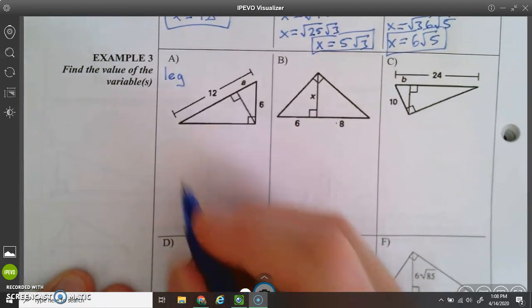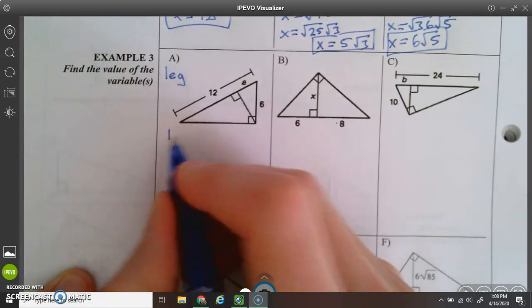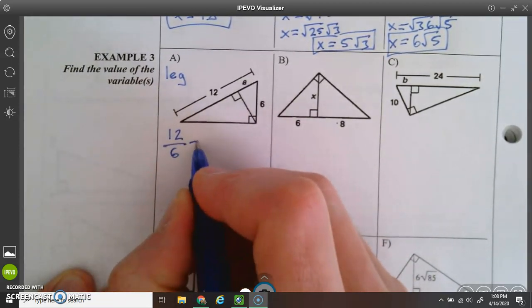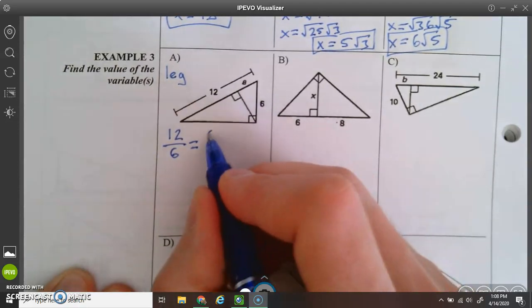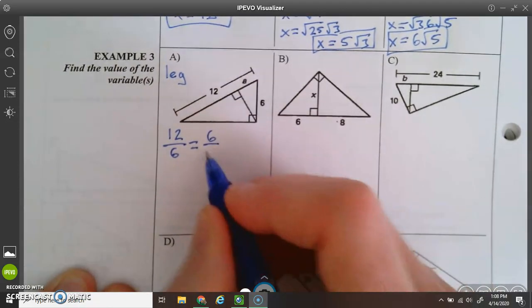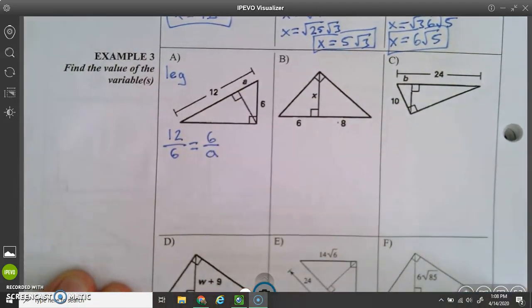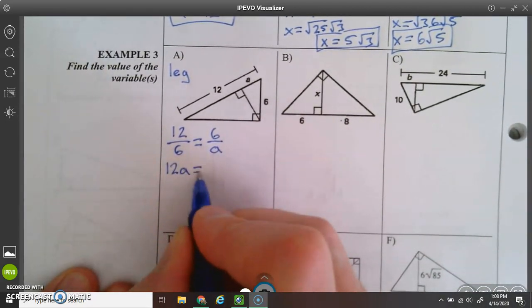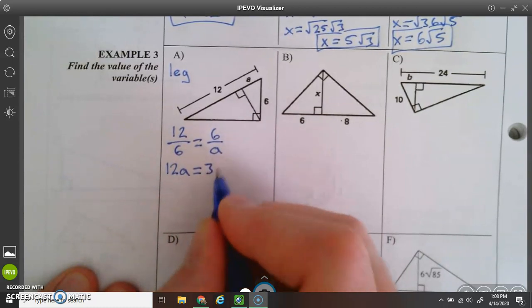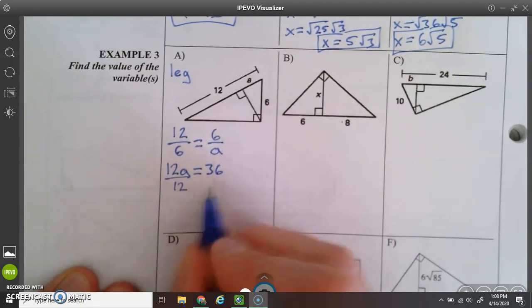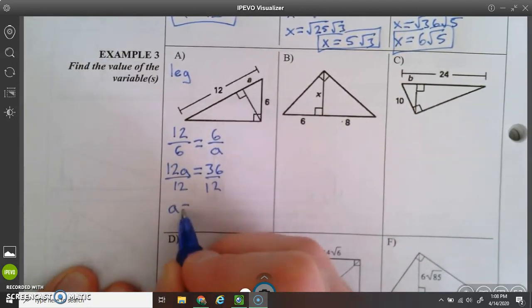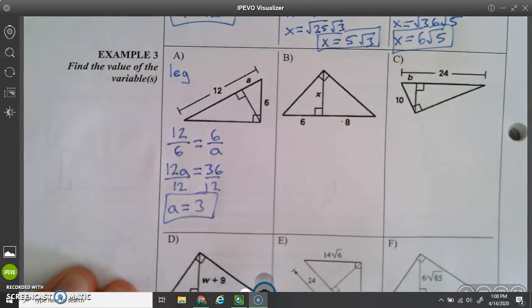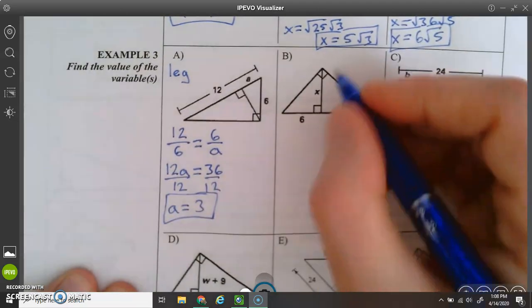So in this one, I will have 12, that's the hypotenuse, over 6 is equal to 6 over a. Cross multiply. 12 times a is 12a. 6 times 6 is 36. Divide by 12 on both sides, and you get a equals 3. Letter B. This one we're finding the altitude.